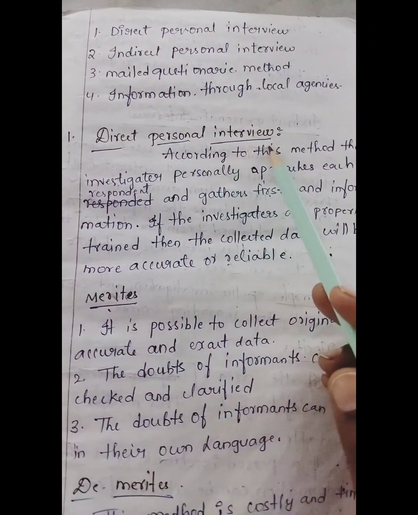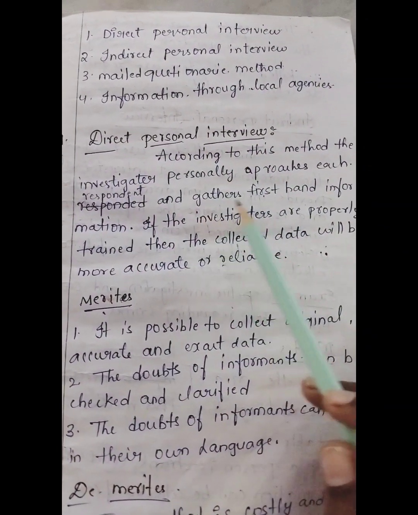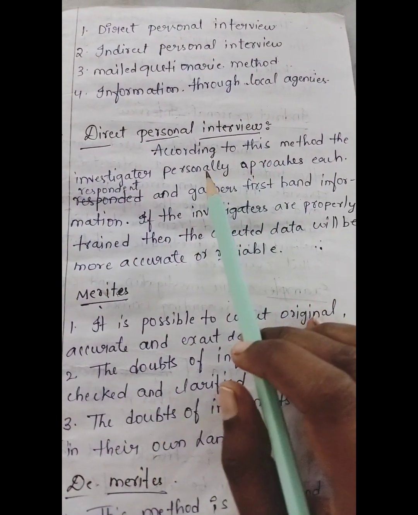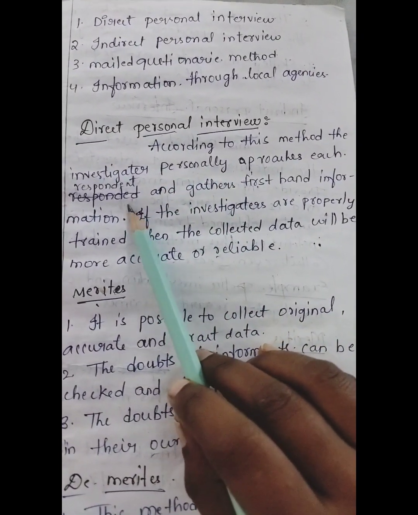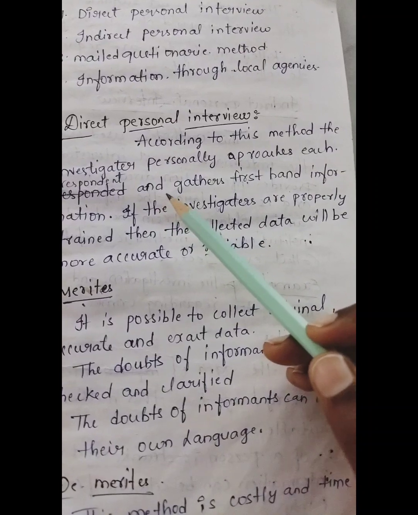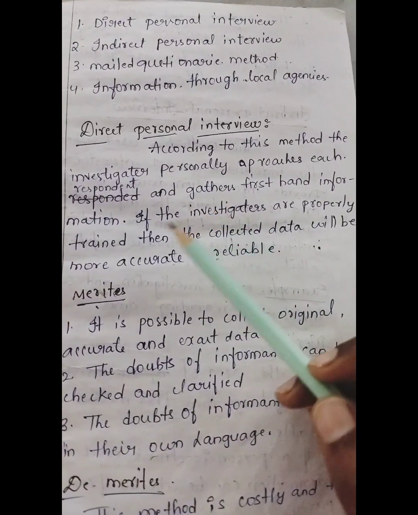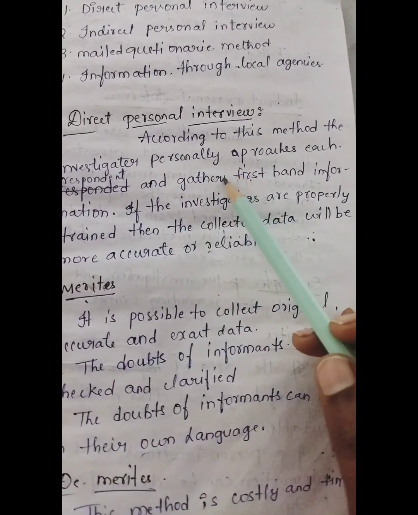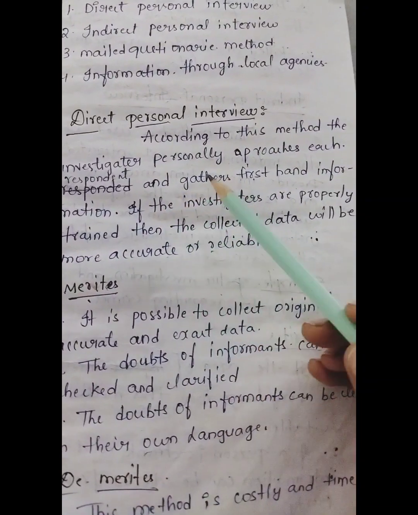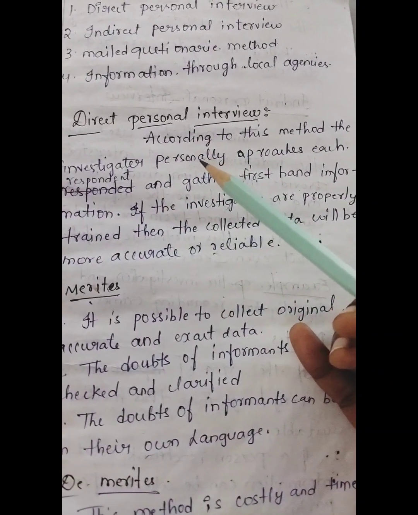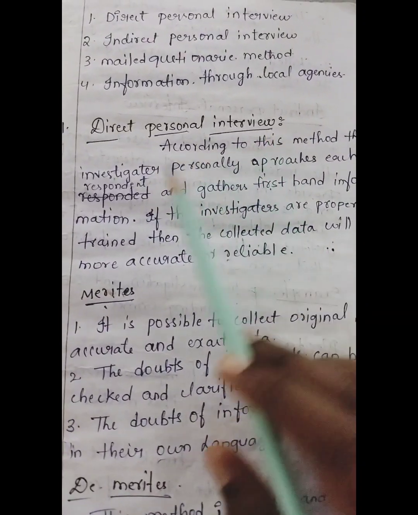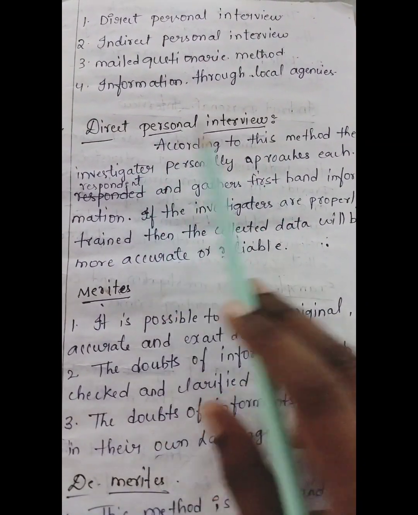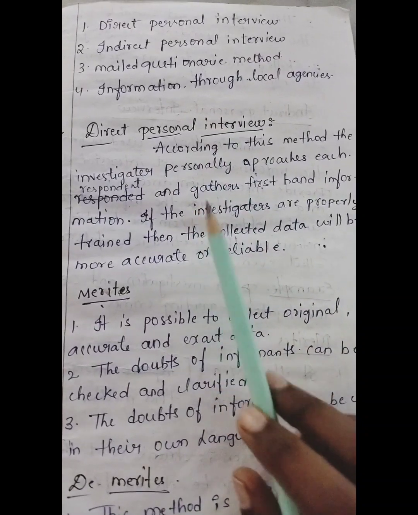So first one, direct personal interview. In this method, the person who is appointed as an investigator goes to the respondent and directly interviews him to collect the data. Whatever information he collects from the respondent is original and first hand, because he himself went to the respondent and the respondent himself is giving the answers directly. So this can be treated as primary data. Direct personal method is one of the sources of collecting primary data.